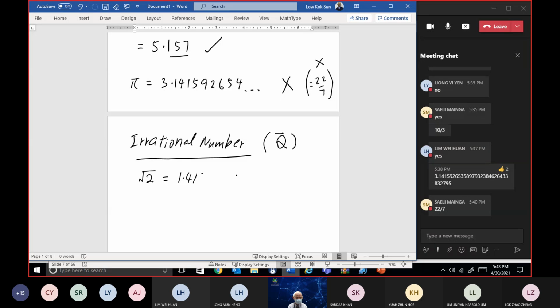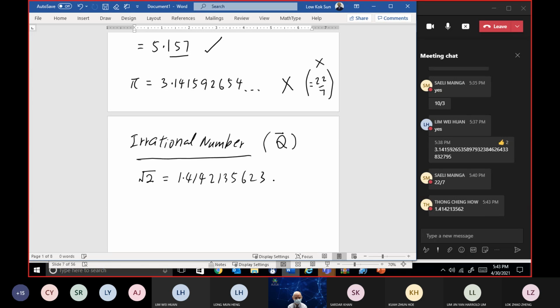One. Someone continue. 4142 135, some more? 623, some more? 7 3 0. You see, you can't see any pattern repeat. Sometimes after 10 they repeat, but here none. So this is irrational because there's no repeating pattern.